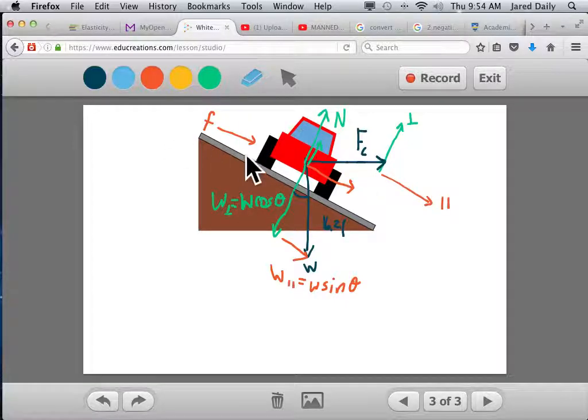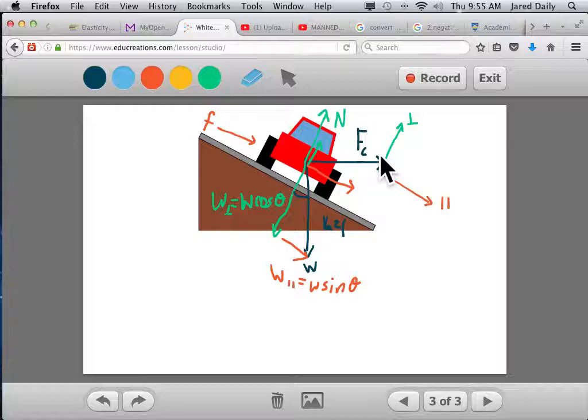Now we have a friction that pushes down on the car from the top, and so that friction force is actually equal to this force. Whoops. This friction force is part of the centripetal force, and the normal force is part of the centripetal force. So these two forces actually contribute to this.